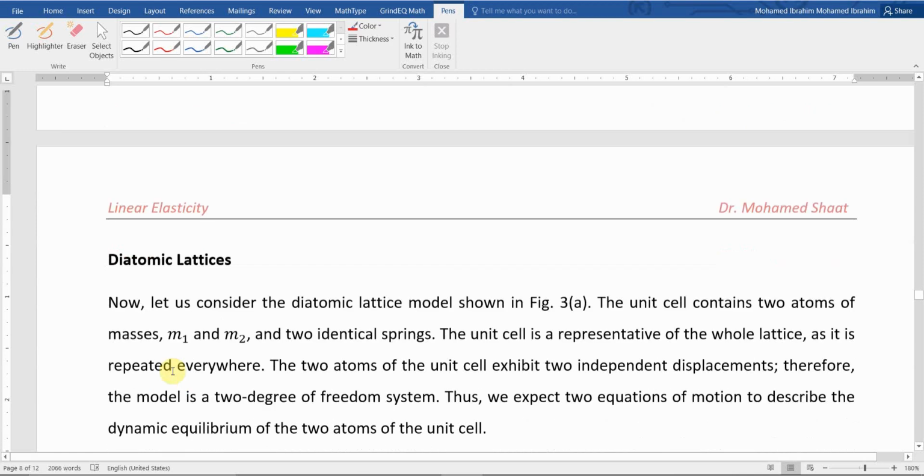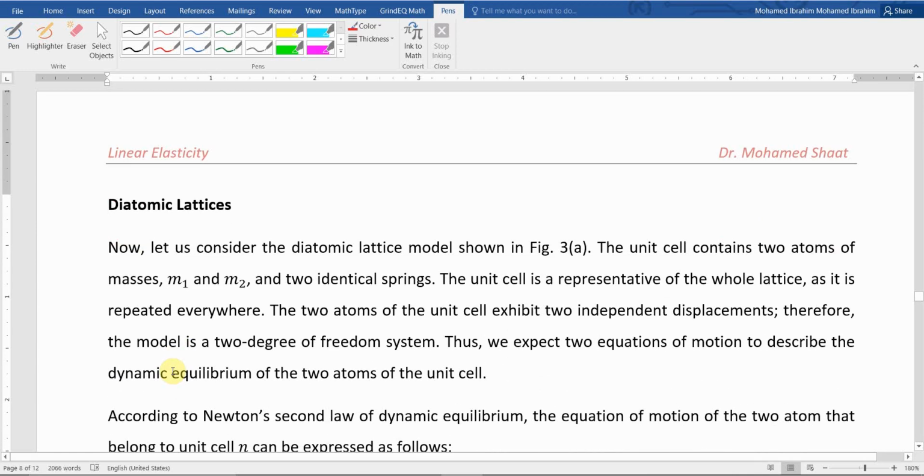We can do typically the same thing for a diatomic lattice. A diatomic lattice is a little bit different. The unit cell of the lattice will not include just one atom, but instead it's going to include two atoms. That's why it has the name diatomic. We may have multiple atoms in one unit cell.